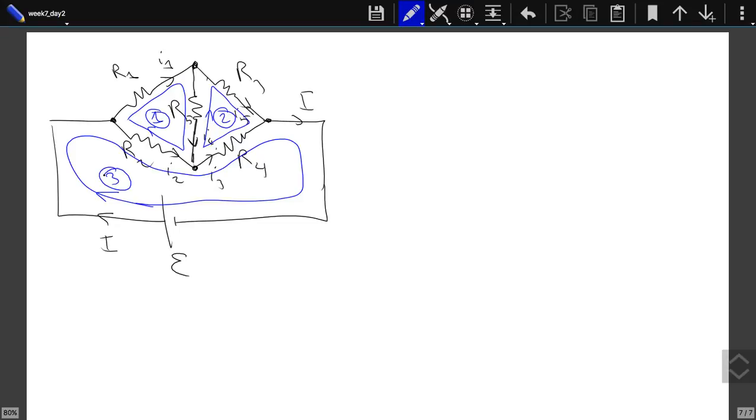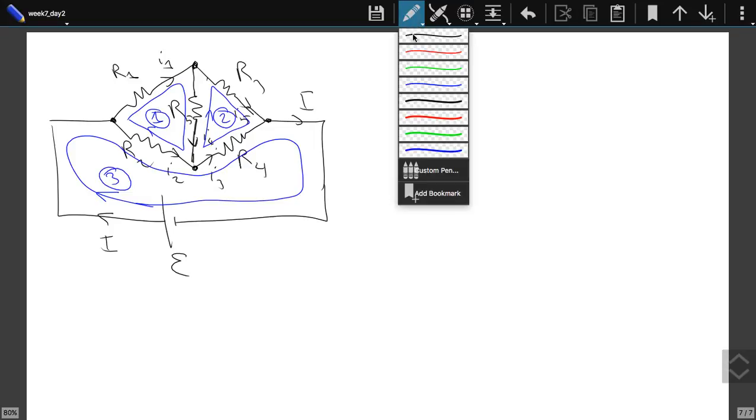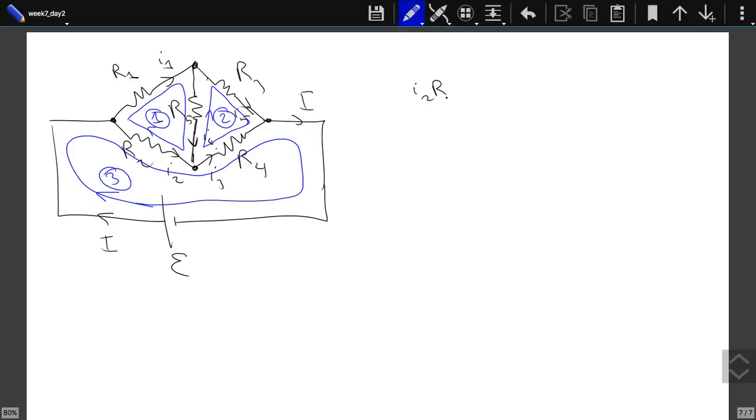Let's start with the first one. I start from this point. I go to this point. What is the potential drop? It is I2R2, the potential difference across the resistor. But I'm going against the direction of the current if I2 is positive. So if I2 is positive, the potential drop should be negative. From this point to this point, I'm going in the same direction as the current if I1 is positive. So the potential drop is just I1 times R1.